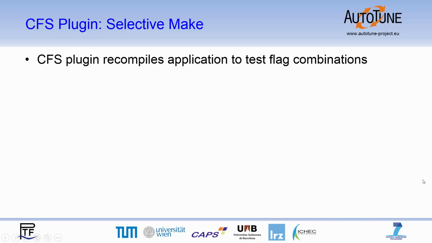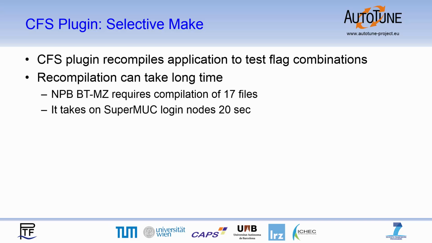This video demonstrates the selective make feature of the CFS tuning plugin. The CFS plugin tunes applications by selecting the best combination of compiler flags. It recompiles and runs the application automatically with selected combinations. Recompilation can take a long time depending on the number of files.